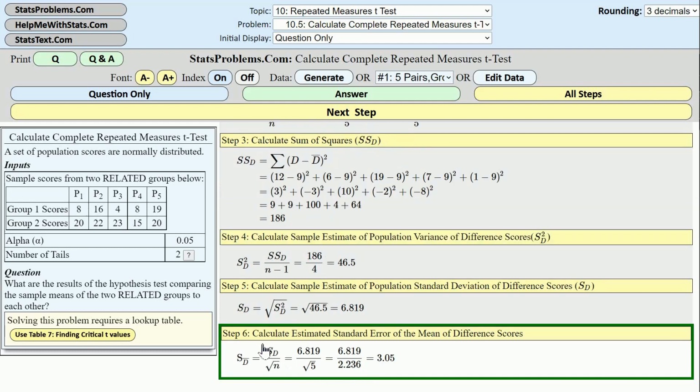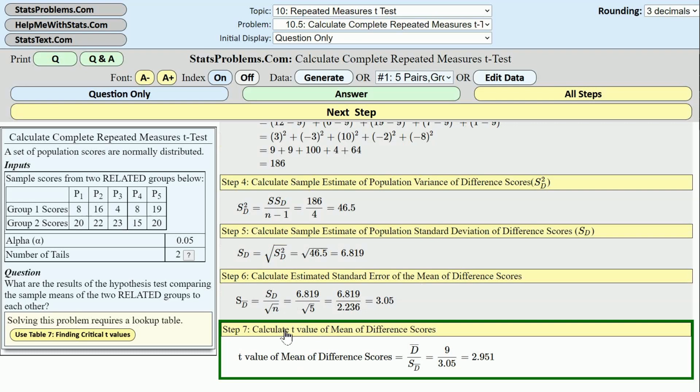In Step 6, we calculate the estimated standard error of the mean of the difference scores. The estimated standard error of the mean of the difference scores, S sub d bar, is equal to the sample estimate of the population standard deviation of the difference scores, S sub d, divided by the square root of the number of score pairs, n. With these data, S sub d bar is equal to 6.819 divided by the square root of 5, which works out to 6.819 divided by 2.236, which works out to 3.05.